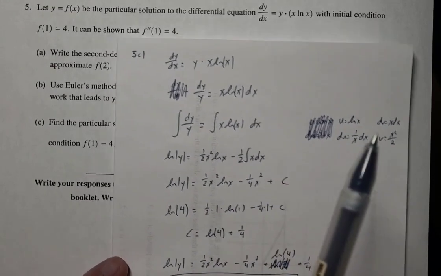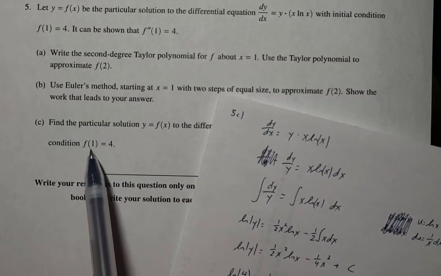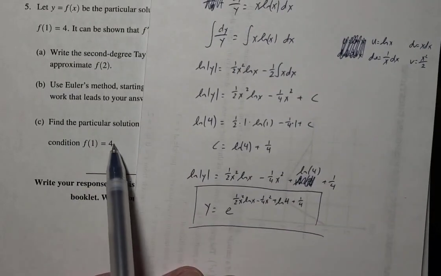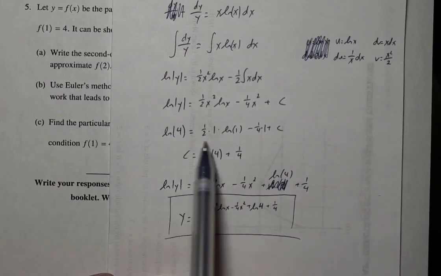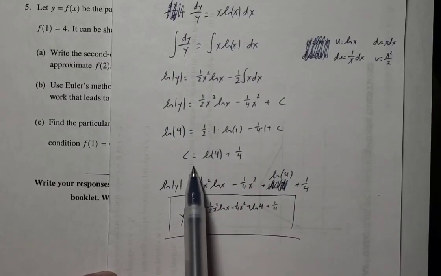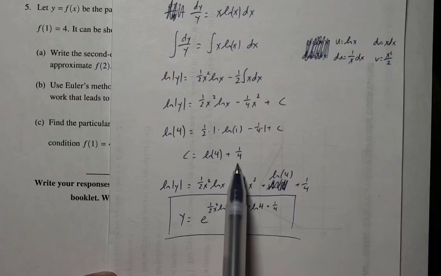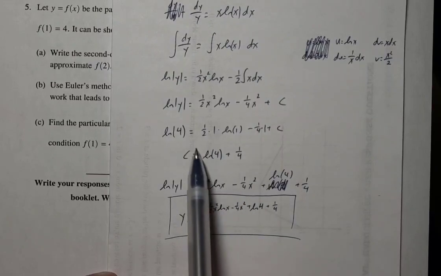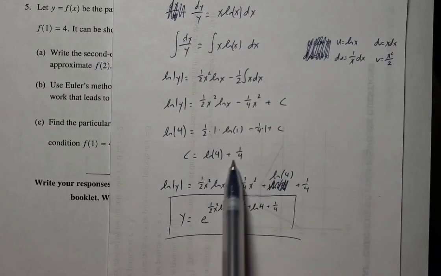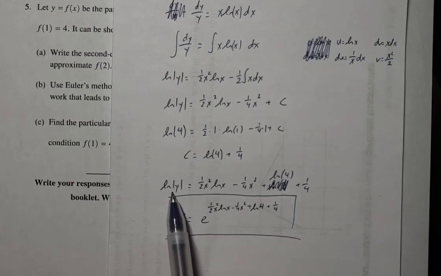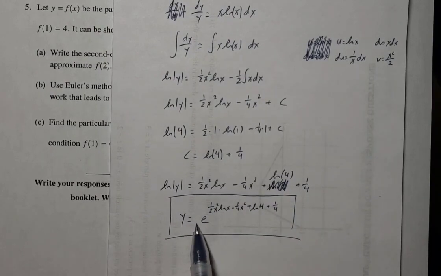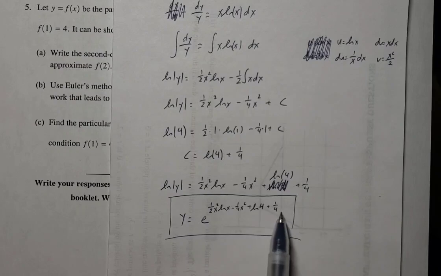Now from here, I would just plug in the initial condition right away. F of 1 equals 4. So y is 4, x is 1, right here. Okay? You solve for C. C is equal to ln 4 plus a 4, because this term would go away. ln 1 is 0. Okay? So plug this in as your C right there, and then just exponentiate both sides to get y equal to this. This is all in the exponent. So either put parentheses there or just write it really carefully like that.